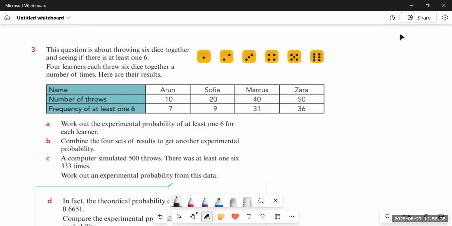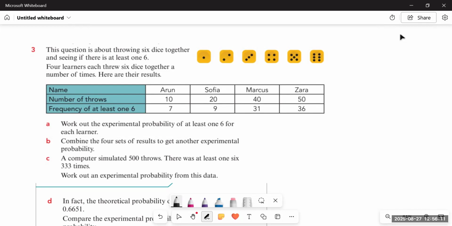Then Sophia threw it 20 times and she got a 6 on at least one of them 9 times. But she missed a 6 11 times. That is, 11 times she did not get a single 6 on any of the dice. Marcus threw the dice 40 times and he got at least a single 6 31 times. And Zara threw 50 times and she got at least one 6, 36 times.